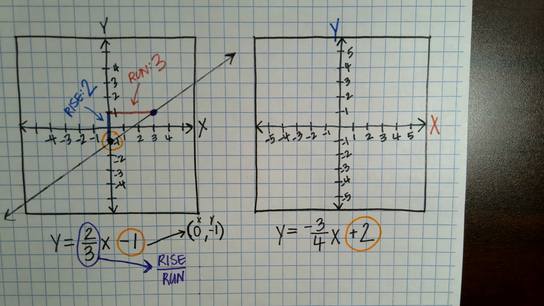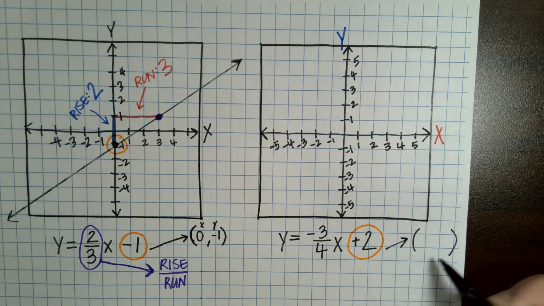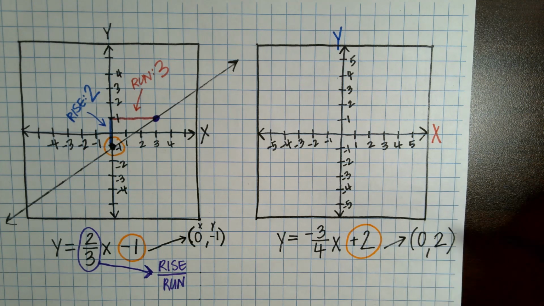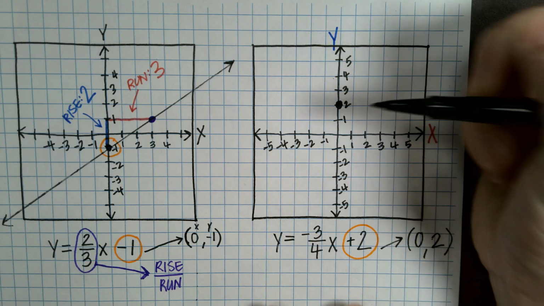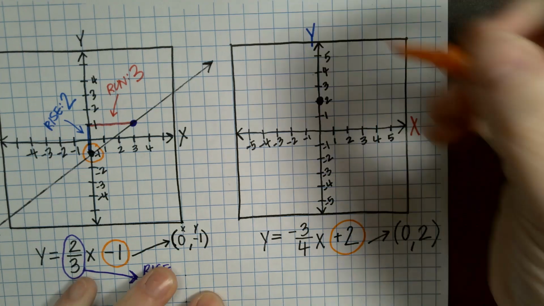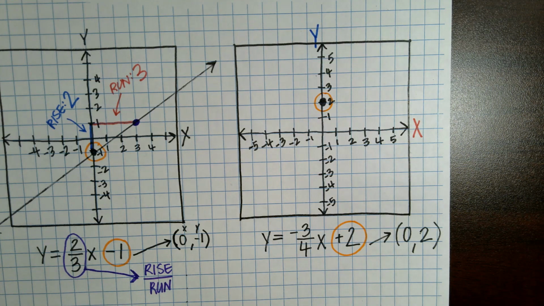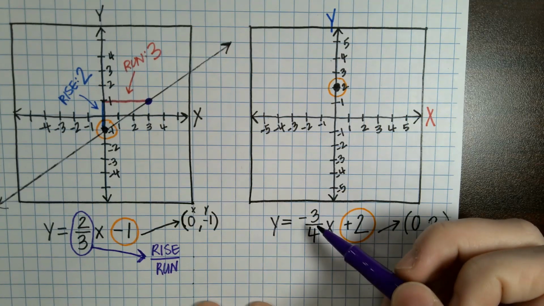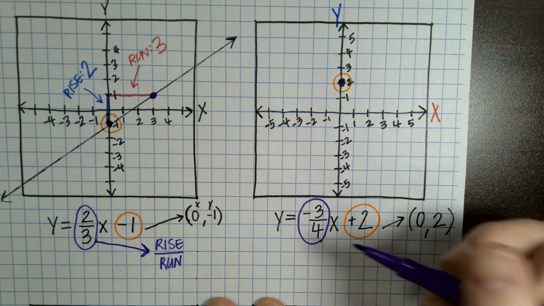So if our y-intercept is 2, what's the coordinate? 0, 2. Perfect. 0, 2. So I'm going to go over 0, up 2. Right there. I'm going to circle that again. Okay. What will I do next? Yeah, I'm going to identify my slope. I have negative 3/4. And we're going to use rise over run.